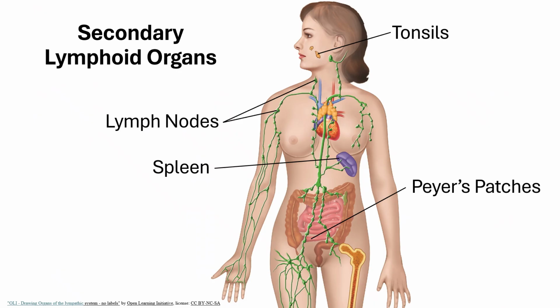Secondary lymphoid organs are where lymphocytes encounter antigens and become activated. These include lymph nodes, the spleen, and mucosa-associated lymphoid tissues, such as the tonsils and Peyer's patches.